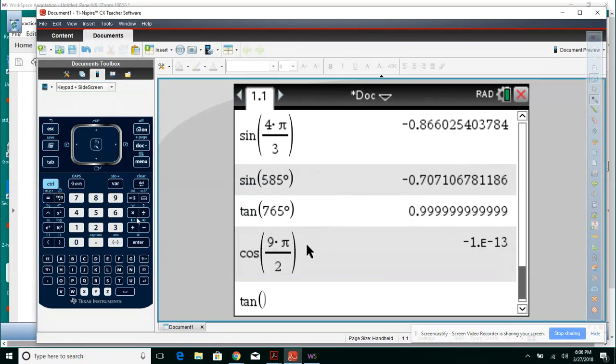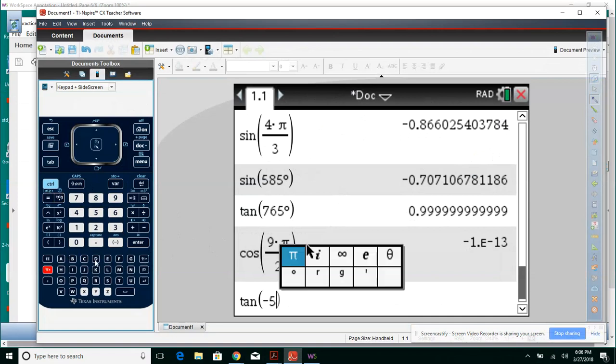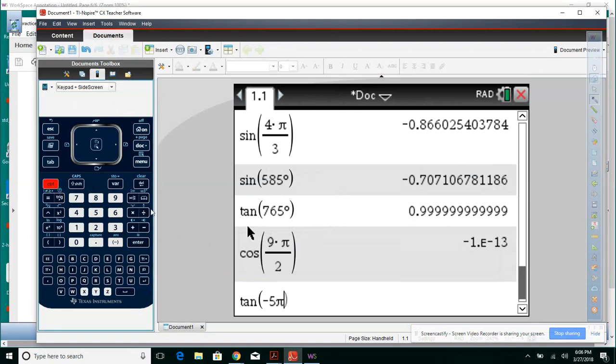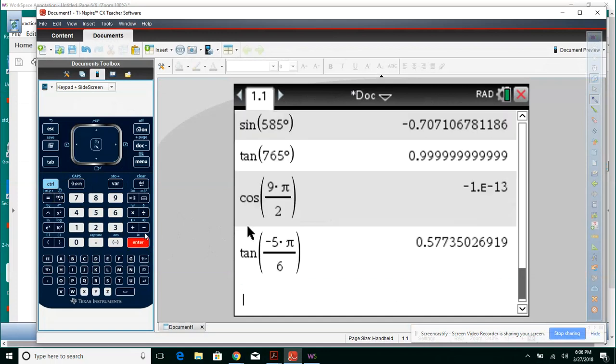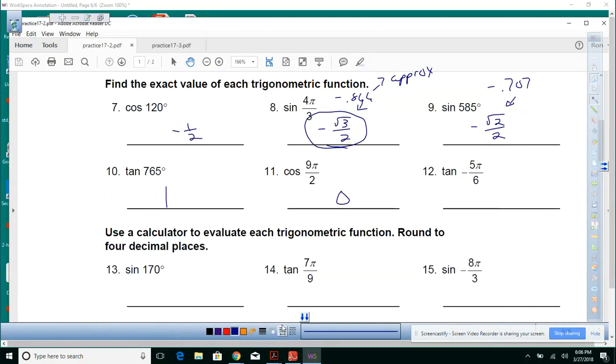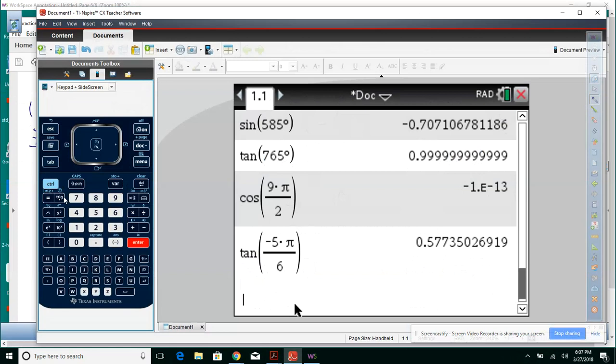Tangent, negative 5 pi. Control divide over 6. Oh, that's 5.77. Wonder why it's like that. I bet if you drew your unit circle, 5 pi, remember this is pi right here, so 5 pi over 6 is that right there. What is that point right there? Okay, and let's see here.